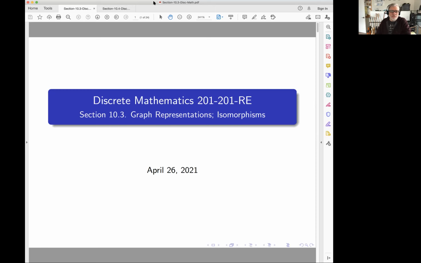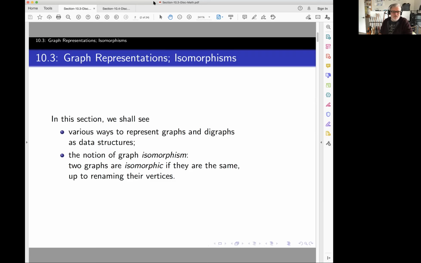So we've reached section 10.3, and we're going to talk about so-called graph representations. I should edit this, but in fact, it's really sort of silly. Graph representations, as done in the book and as the ministry wants us to do it, is just anyway.